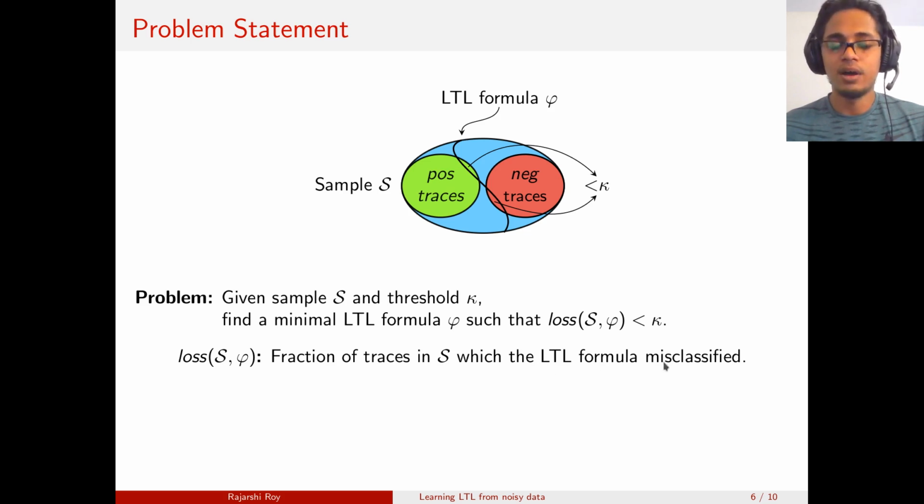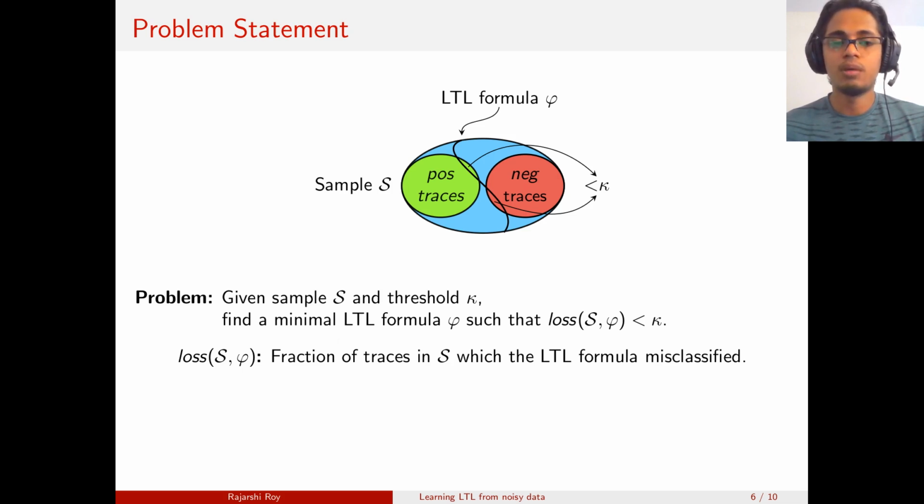Now as you might have observed, there are two important aspects of this problem. First, the allowed misclassification ensures that the LTL formula we obtain is actually robust to noise in the data. Moreover, the minimality criteria ensures that we obtain concise and human understandable formulas.